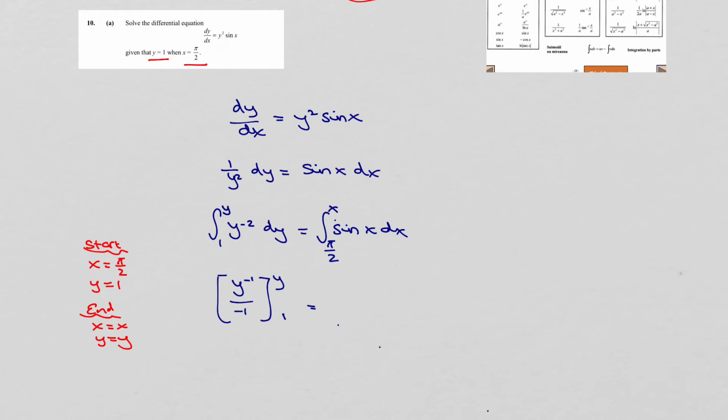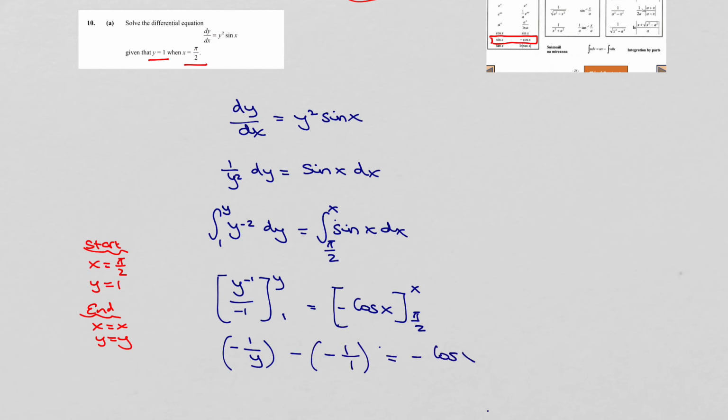If I integrate sine x, well, I can see up here on page 26 in my maths tables, that's going to be minus cos x. And that's within the limits of x and pi over 2. So therefore that's going to become minus 1 over y minus 1 over 1 is equal to minus cos x minus cos pi over 2.